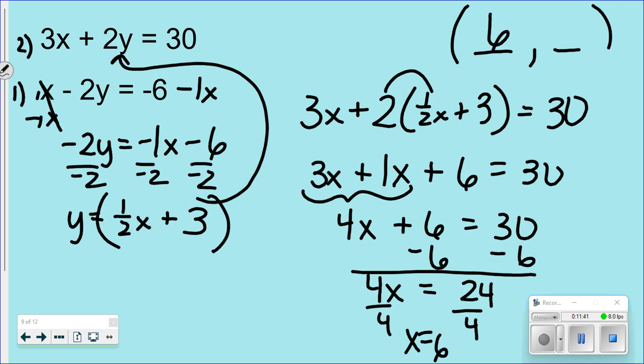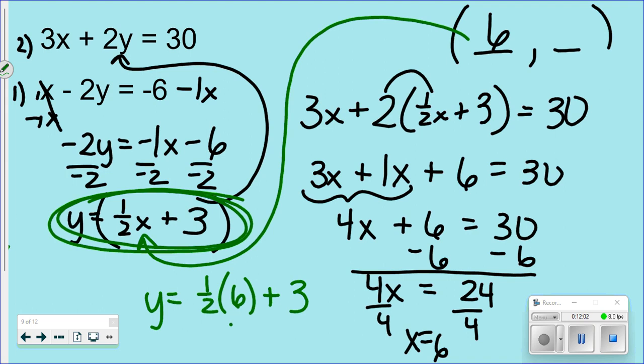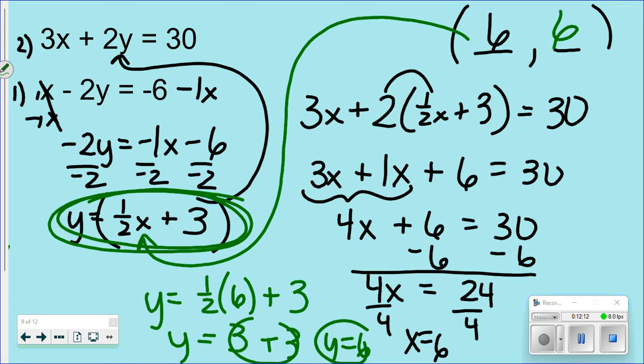Now I'm going to take that 6 and go back to my original problem, and I might just use this one. Okay, so now I'm going to solve for y. I'm going to take this 6 and put it in here. So y equals 1/2 times 6 plus 3. Half of 6 is 3. 3 plus 3 is 6, so y equals 6. And there's my ordered pair. Whew. All right, let's do another one.